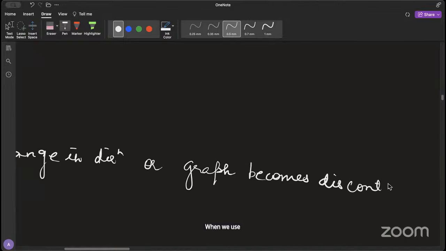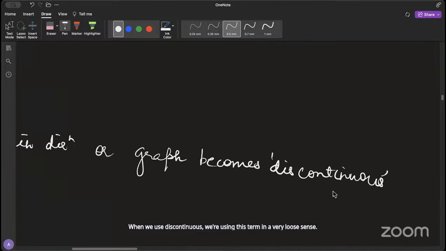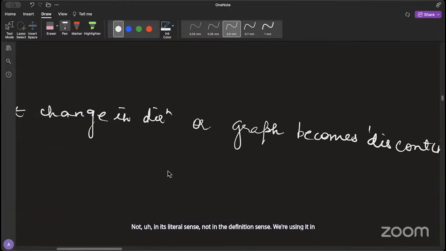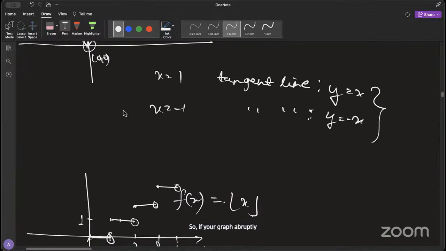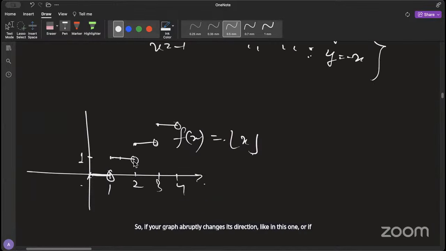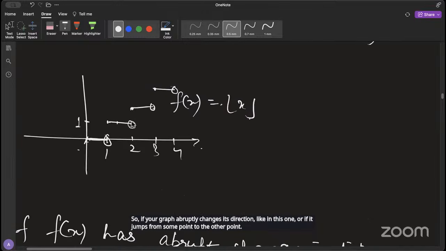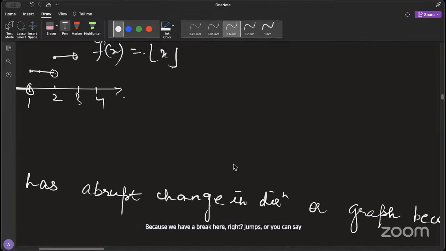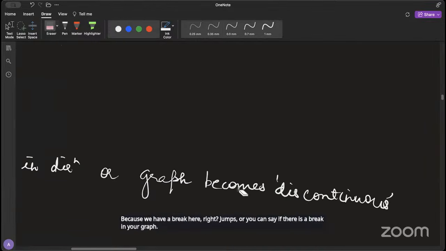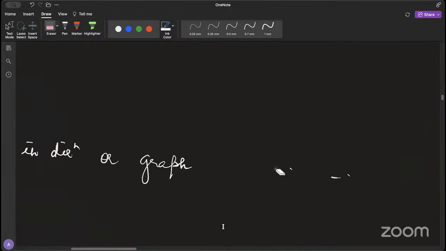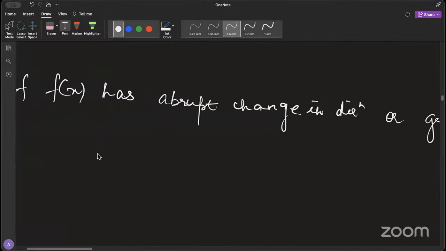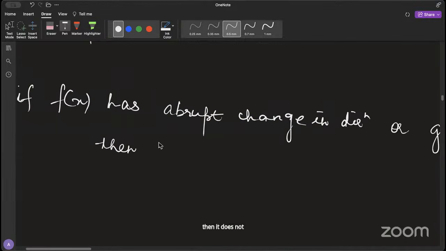When we use discontinuous, we're using this term in a very loose sense, not in its literal sense, not in the definition sense. We're using it in a loose sense here. So if your graph abruptly changes its direction, like in this one, or if it jumps from some point to the other point, because we have a break here, right? Jumps, or you can say if there is a break in your graph, I should write if your graph has a break. Then it does not have a tangent there.